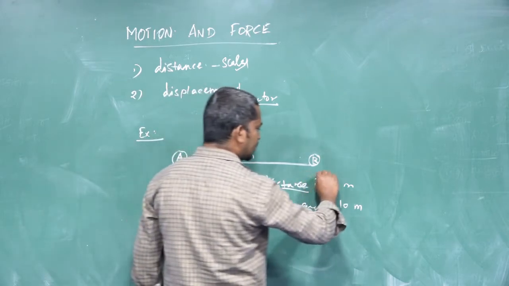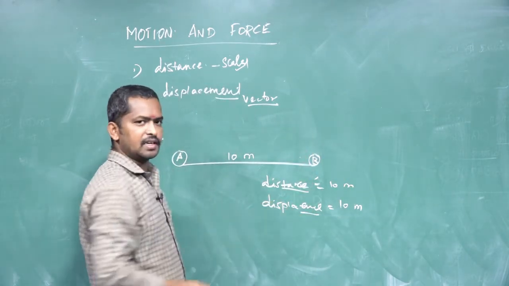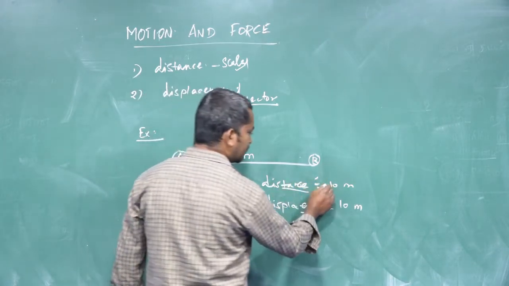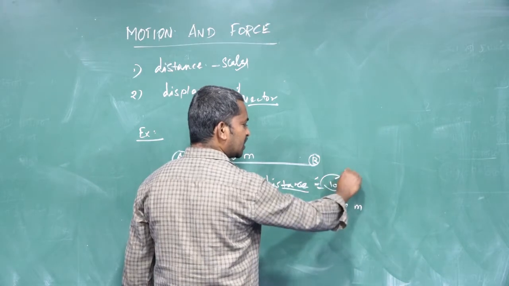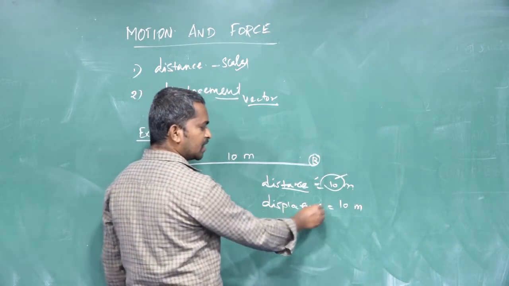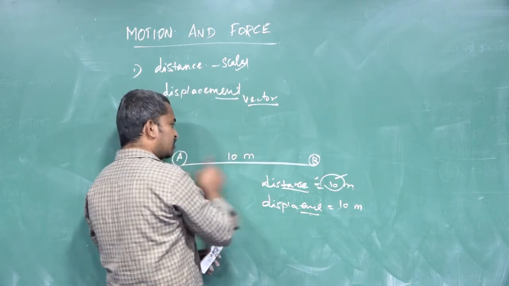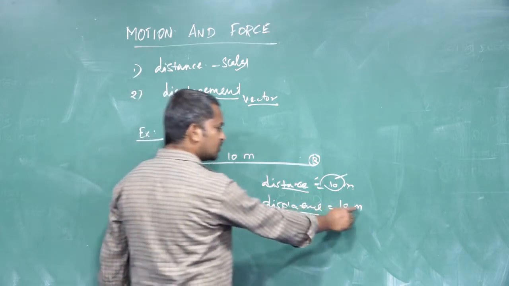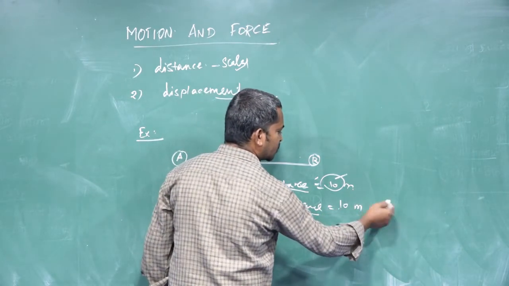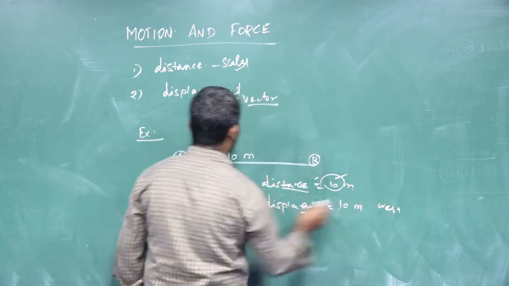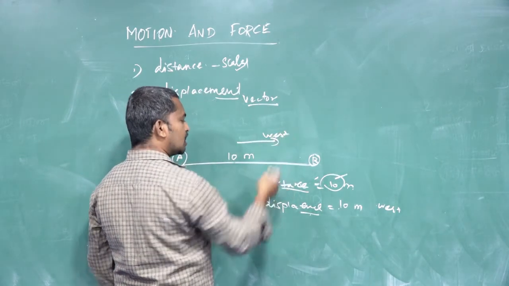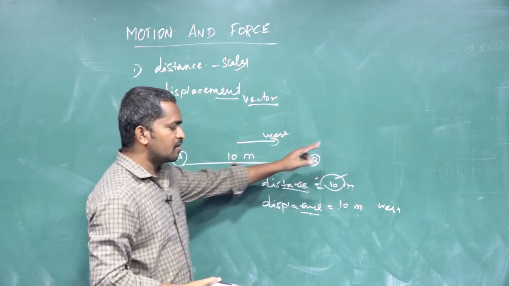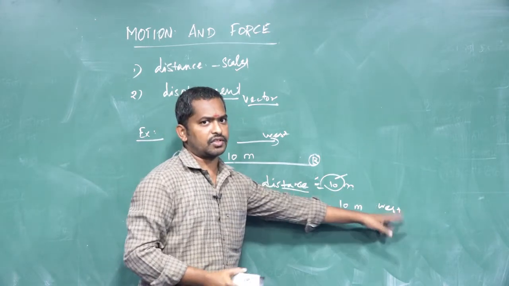Scalar quantity indicates only magnitude, vector quantity indicates magnitude and direction. Distance is 10 meter: 10 is the magnitude, meter is the unit. Displacement is the shortest distance between initial and final point, 10 meter, but in the west or east, north or south direction, because displacement indicates magnitude with direction.